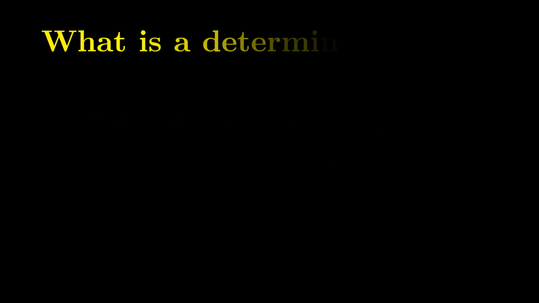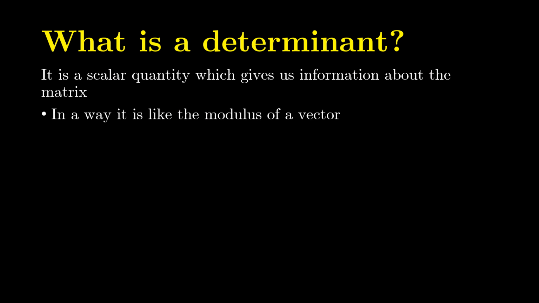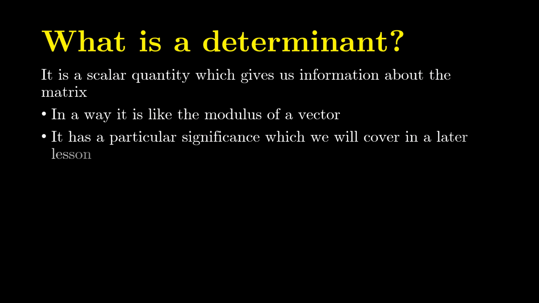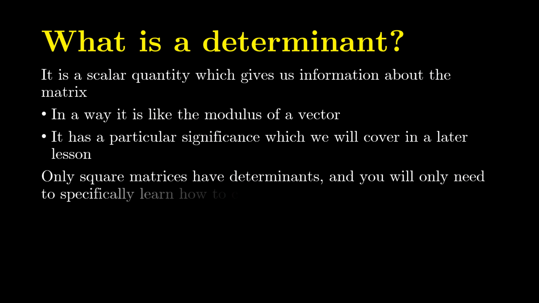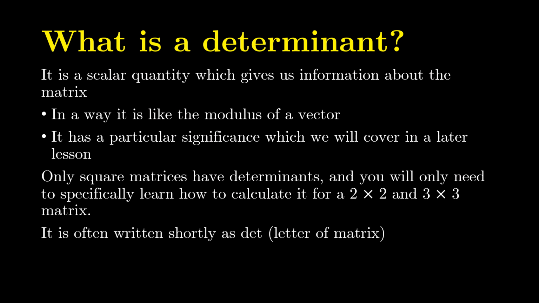What is a determinant? It is a scalar quantity that gives us information about the matrix that we have. In this way, it is like the modulus of a vector, and it has a particular significance which we will be covering in a later lesson, which is usually in transformations. It is worth noting that only square matrices have determinants, and you will only need to specifically learn how to calculate this for 2x2 matrices and 3x3 matrices at A level. It is often written shortly as what is seen on the screen.